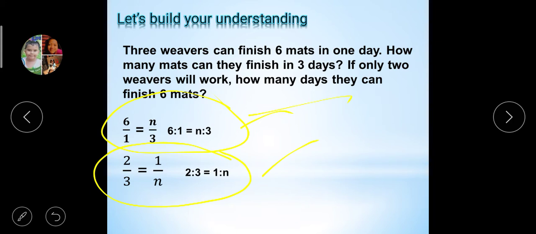Okay, let's say, 'di ba, 6 mats in 1 day. So, pag nagtrabaho sila ng 3 days, syempre, mas madami din yung magagawa nilang mats. Kasi mas madami ng araw yung nagtrabaho sila para makagawa sila ng mats. So, mas marami yung mats na matatapos nila. So, pag halimbawa, ginawa nating 5 days, syempre, from 3 to 5, tumaas yung number of days, as well as the number of mats na magagawa nila. Clear?